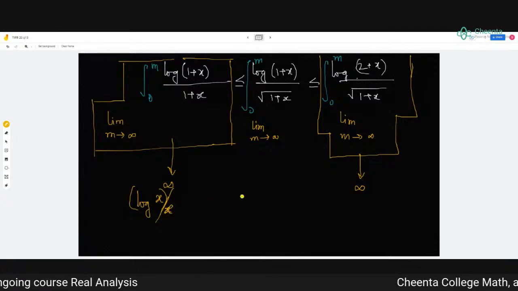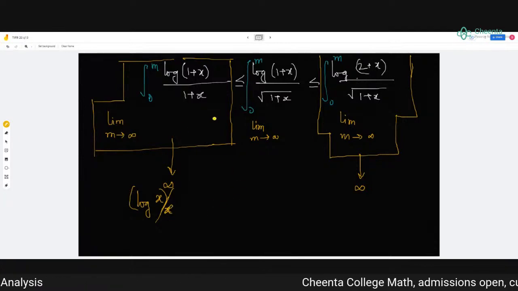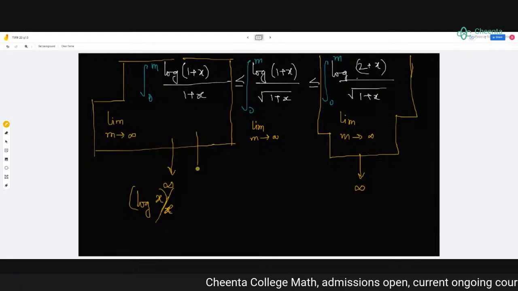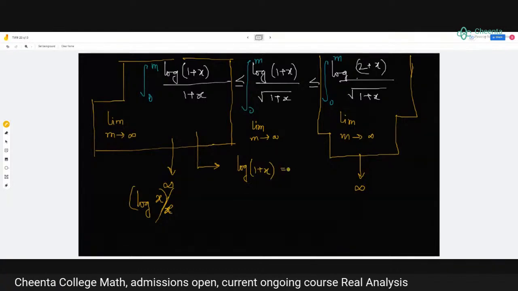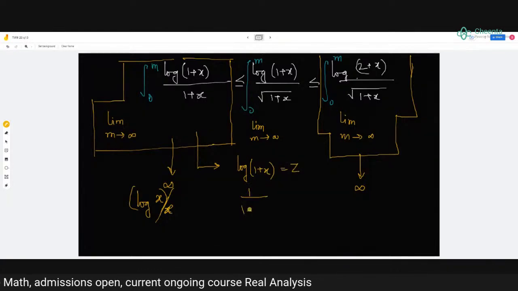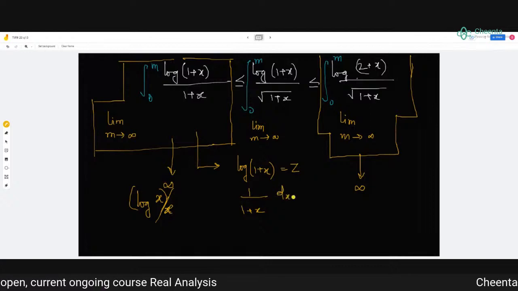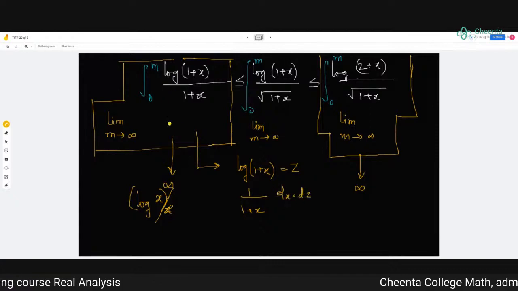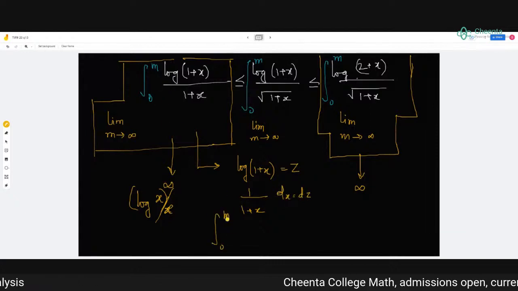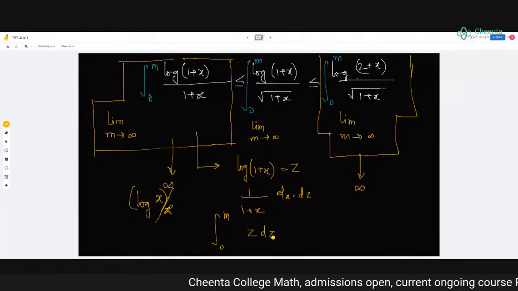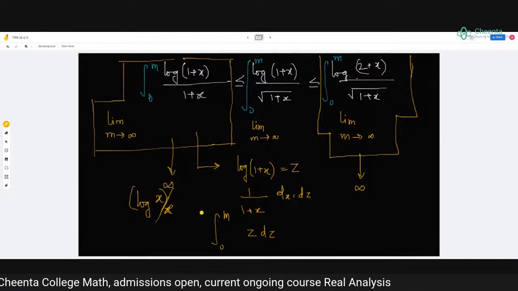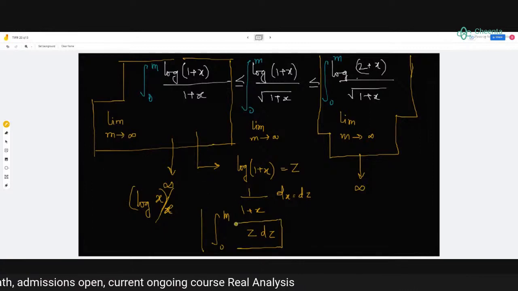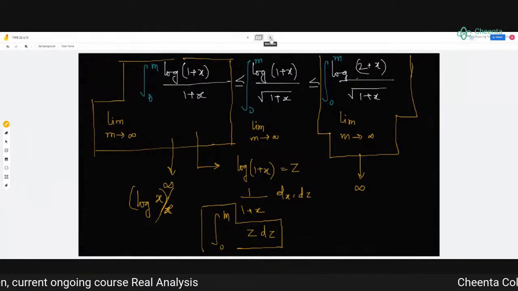Okay, so you can actually do it by taking log x. So here, how will you do it? By the method of substitution. I think that's pretty straightforward. You will take log of 1 plus x equals z, then 1 by 1 plus x dx becomes dz. So then this integral is nothing but the integral from 0 to m of z dz. So from there you can understand that if m tends to infinity, this integral will tend to infinity. So now let us come back to E_m.